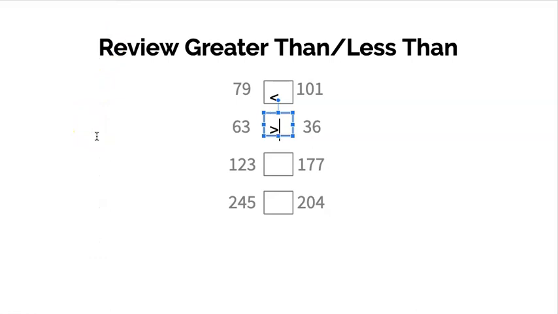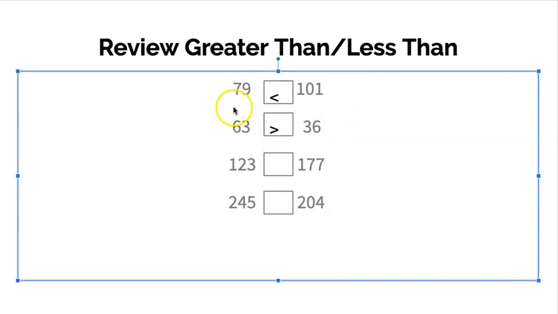So we would eat the 63, so we would read it as 63 is greater than 36. And this one up here, we would say 79 is less than 101. You have to read it from left to right.